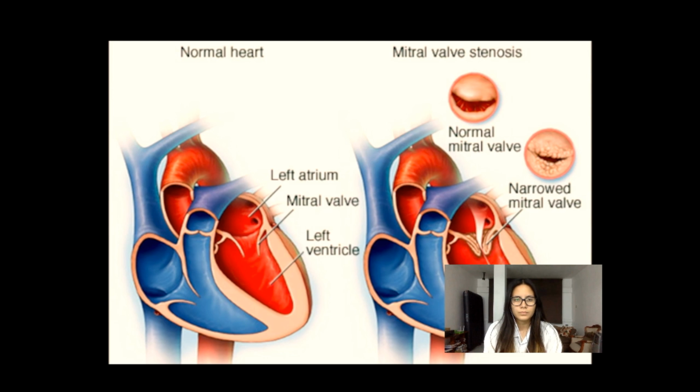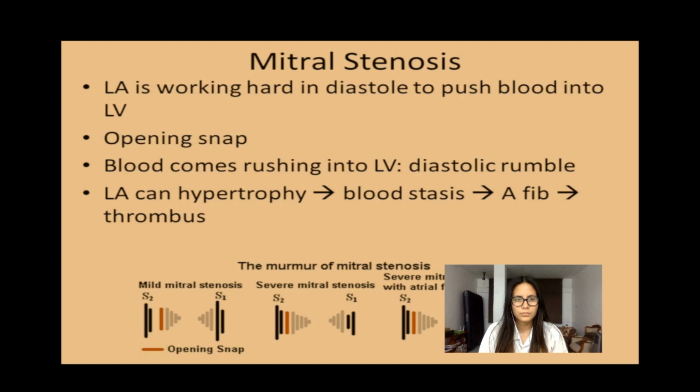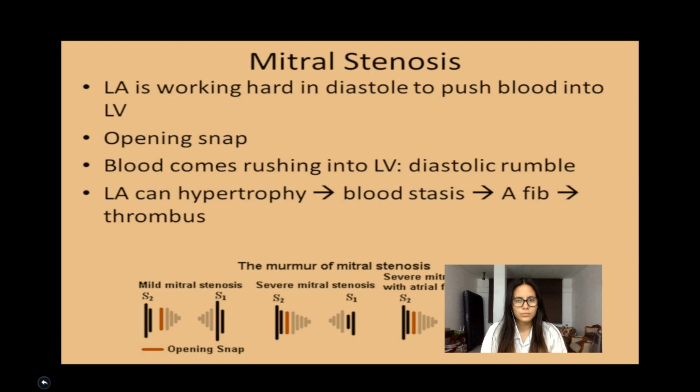Mitral stenosis is a valvular heart disease caused by the narrowing of the opening of the mitral valve. This impedes the flow of blood to the left ventricle during diastole. Auscultation of an individual with mitral stenosis reveals an opening snap after the S2 heart sound. After the opening snap, there is a late diastolic murmur that has a rumbling, low-pitched quality.